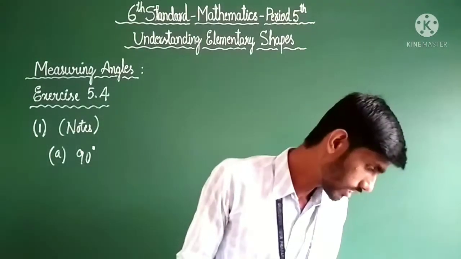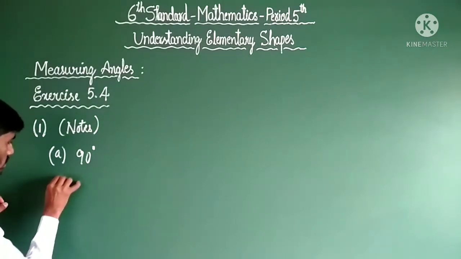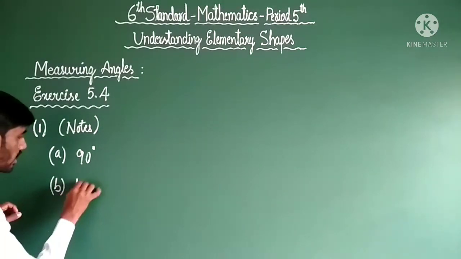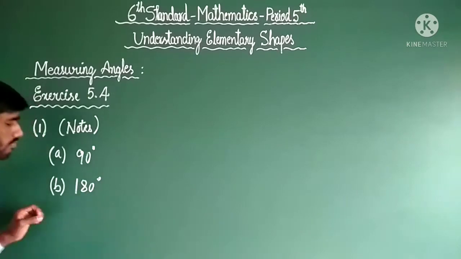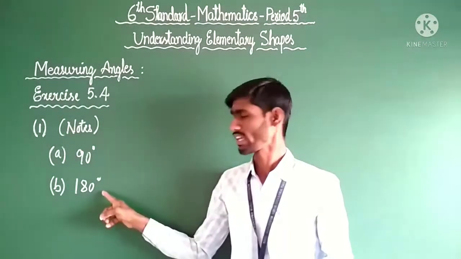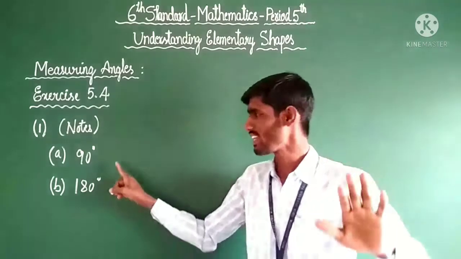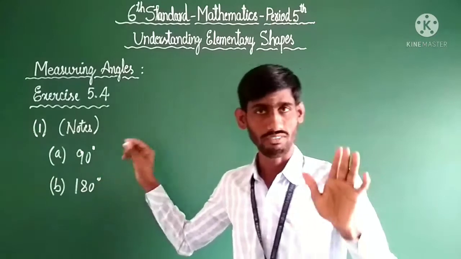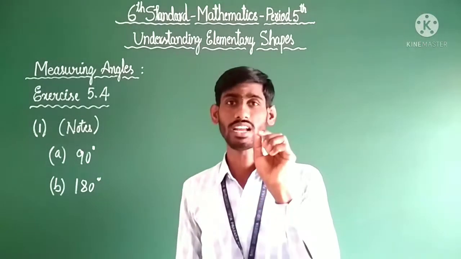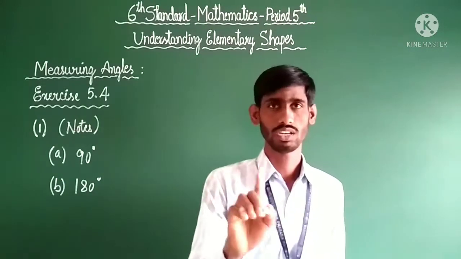Okay. Next one, straight angle. What is the straight angle measurement? Dear children, the straight angle measurement is 180 degree. If any angle is 180 degree, we can call that a straight angle. If any angle is 90 degree, we can call that a right angle. Okay. These two belong to your notes.